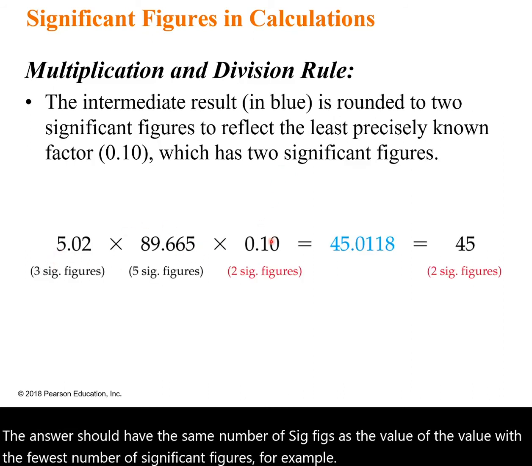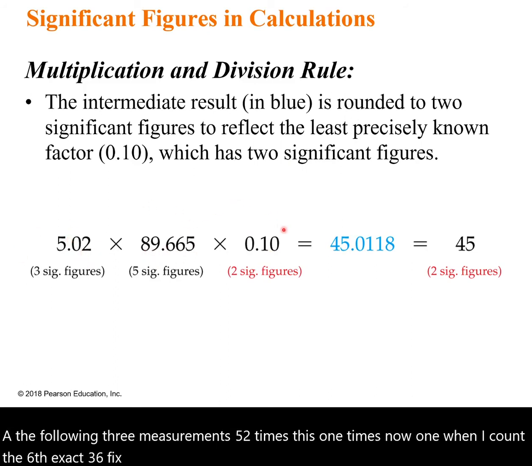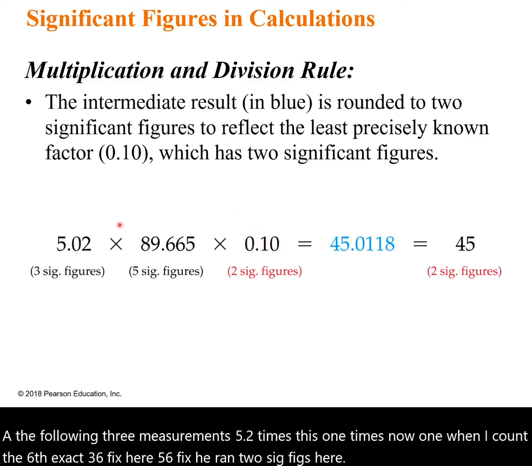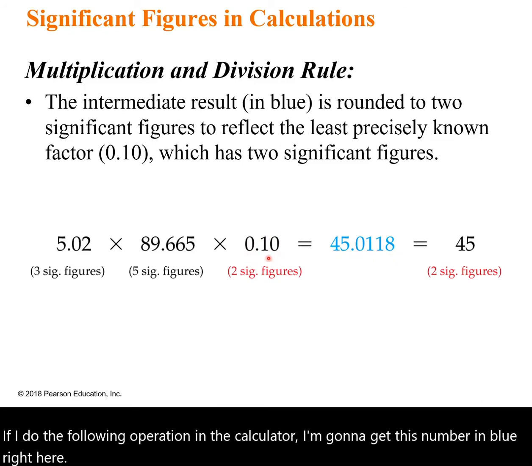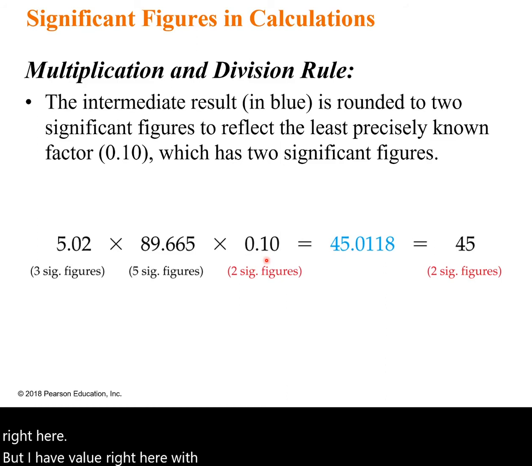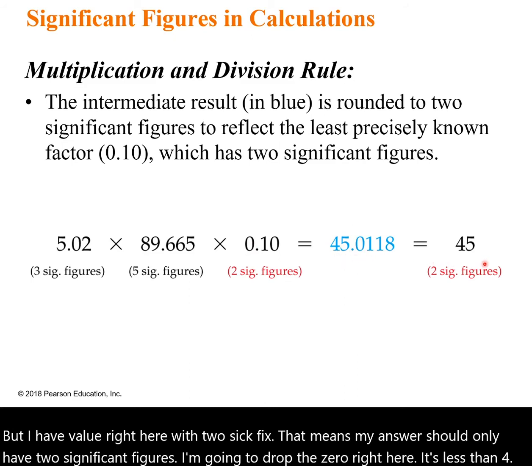For example, I'm multiplying the following 3 measurements. 5.02 times this one times that one. When I count the sig figs, I have 3 sig figs here, 5 sig figs here, and 2 sig figs here. If I do the following operation in the calculator, I'm going to get this number in blue right here. But I have a value right here with 2 sig figs. That means my answer should only have 2 significant figures. I'm going to drop the 0 right here. It's less than 4. So I'm going to report my answer as 45, 2 sig figs.